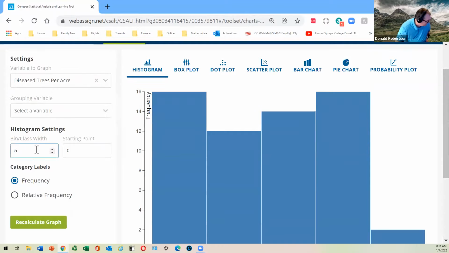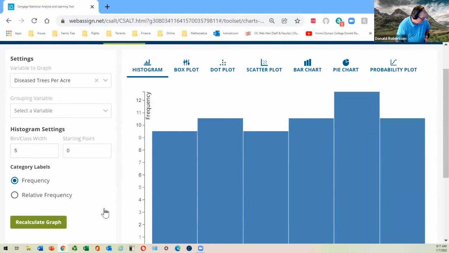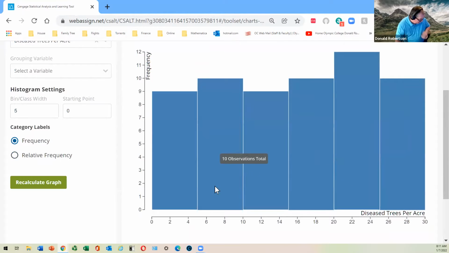Groups of 5. Recalculate. Now, 0 to 5. Can you see when you put your mouse over it, it even tells you how many observations are there? But couldn't you tell just looking at the height? So that first one would have 9 in it. The next one would have 10. Then it's 9 and so on. Do you see that that guy there does all the good hard work for us by actually figuring out how much is in each group?